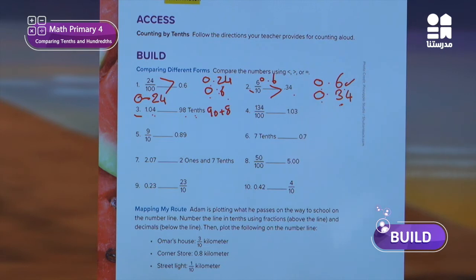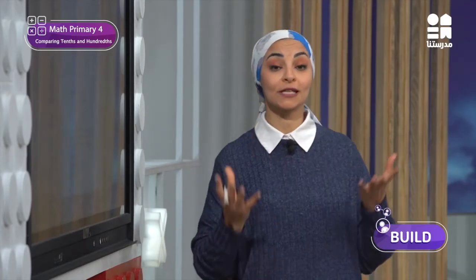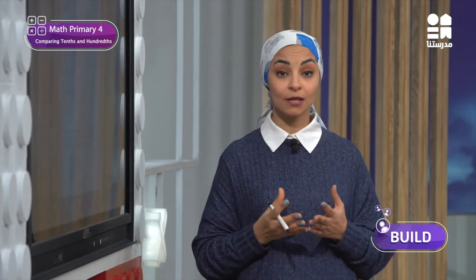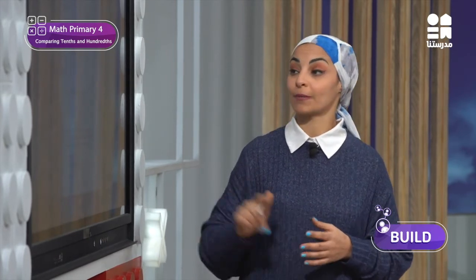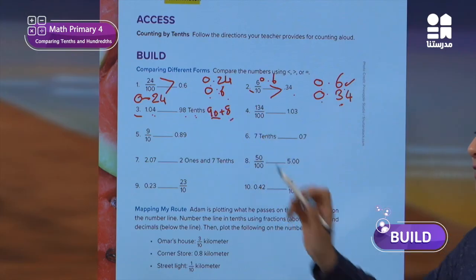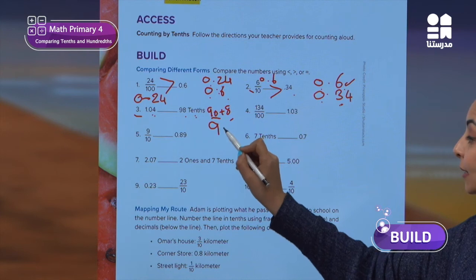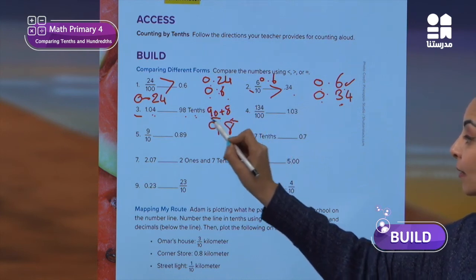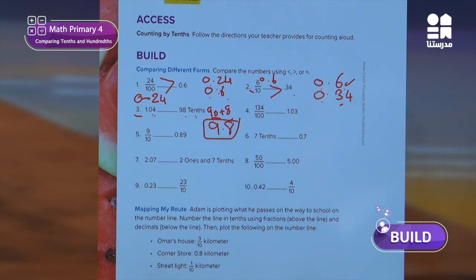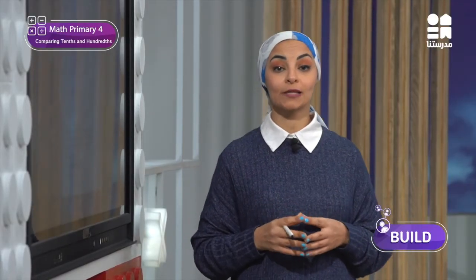Right? Didn't we agree that every one whole consists of 10 tenths? This means that 9 tenths equals what? Equals 9 ones. So 90 plus 8 equals 9 ones and 8 tenths. That means I can write it as 9 ones and 8 tenths, which is 9.8. Right? Okay.